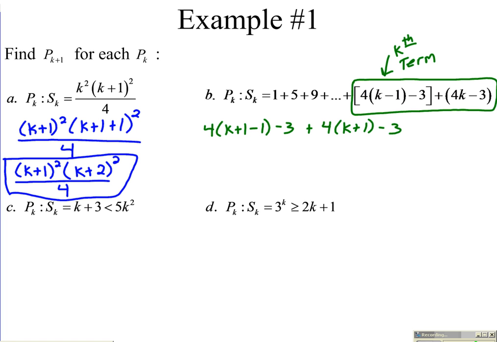Begin simplifying. The ones cancel here. We're just left with 4k minus 3 plus 4k plus 4 minus 3. Add like terms. We end up with 8k minus 2.